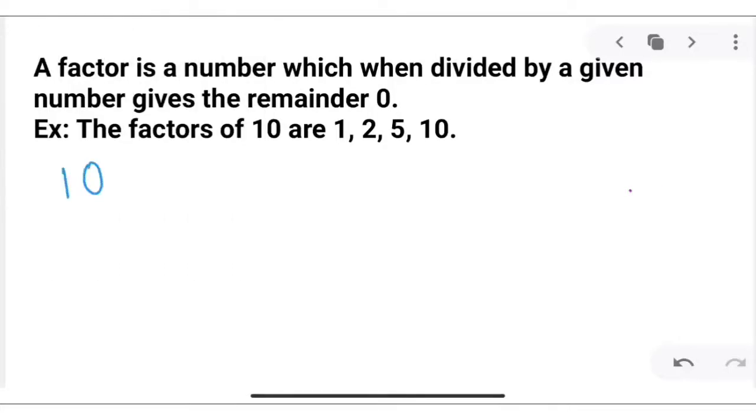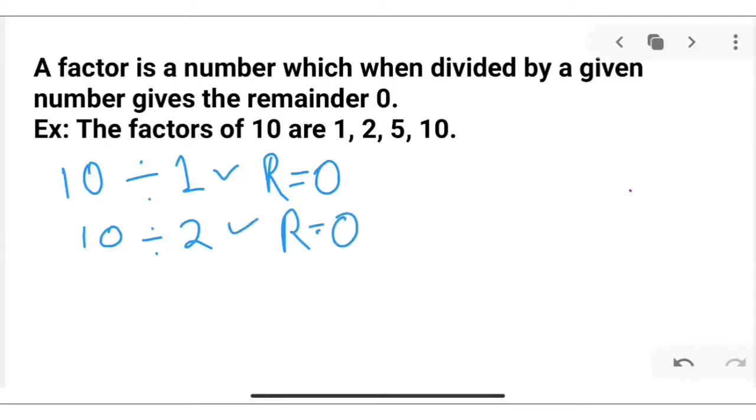Let's see. When we divide 10 by 1, the remainder is 0. So that means 1 is a factor of 10. Okay? When we divide 10 by 2, the remainder is 0. That means 2 is also a factor of 10.